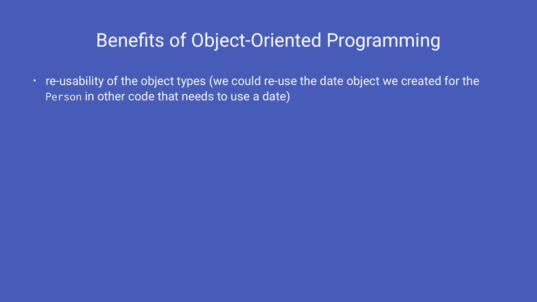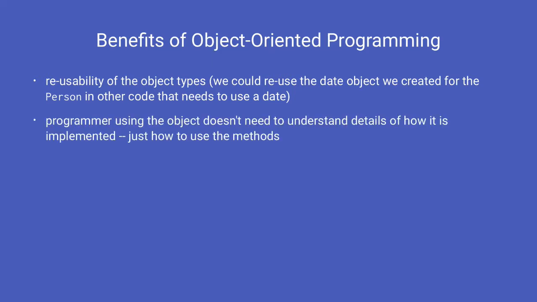Object-oriented programming has a number of benefits. One is reusability. We could reuse the date object we create for the person in other code that needs to use a date. Another benefit is the programmer using the object doesn't need to understand the details of how it is implemented. Someone using the object only needs to know how to use the methods. This hiding of details is known as abstraction.